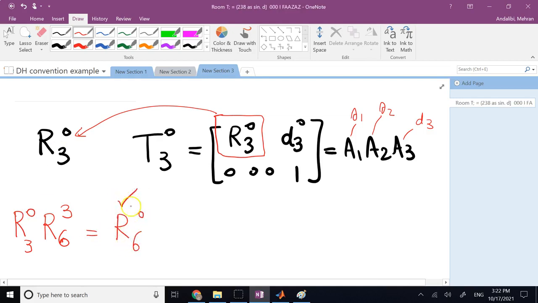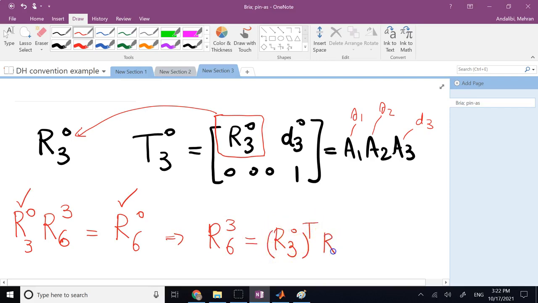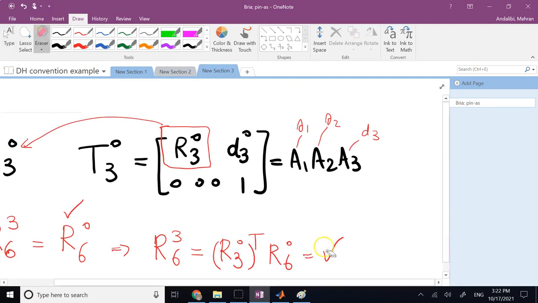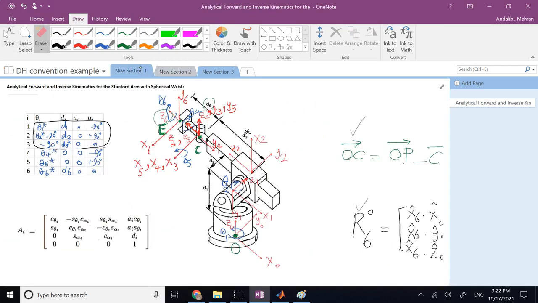And R of 6 with respect to 0 is given to me as a part of the inverse problem. So from here, I can say R of 6 with respect to 3 is going to be the transpose of this R of 3 with respect to 0 multiplied by R of 6 with respect to 0. I can easily calculate this, okay? And guess what? This one, the orientation of frame 6 with respect to 3, if I go back and look at the robot, between 6 and 3, all that is happening are 3 rotations, theta 4, theta 5, and theta 6, only 3 rotations.